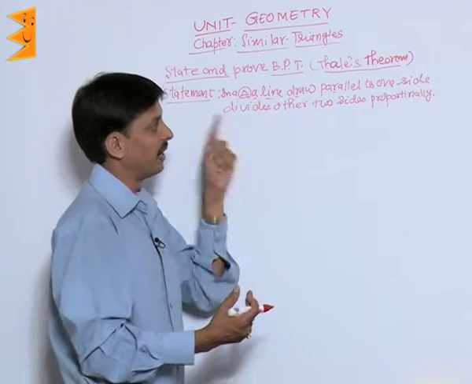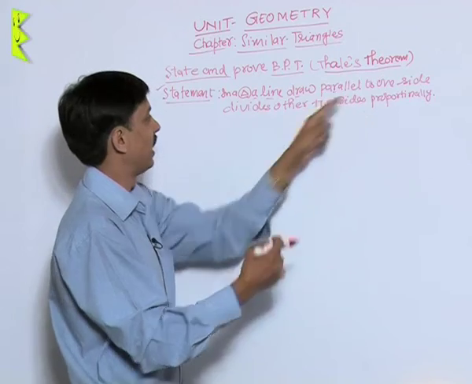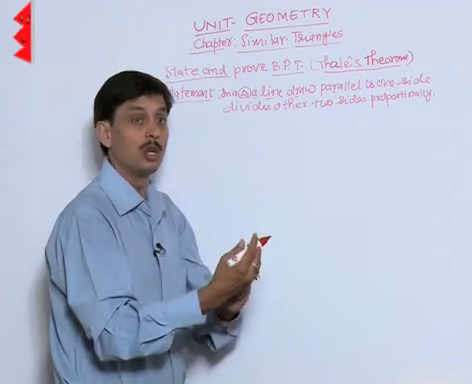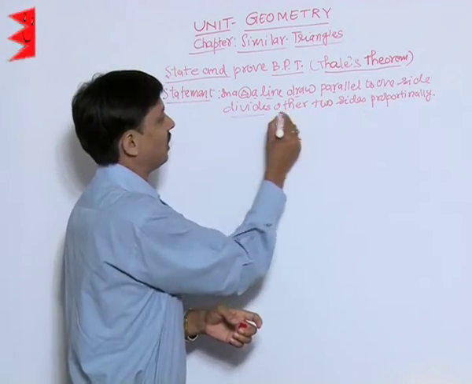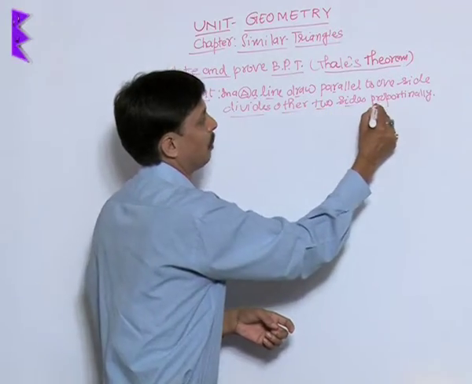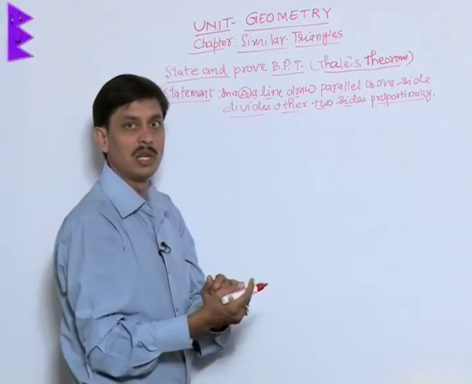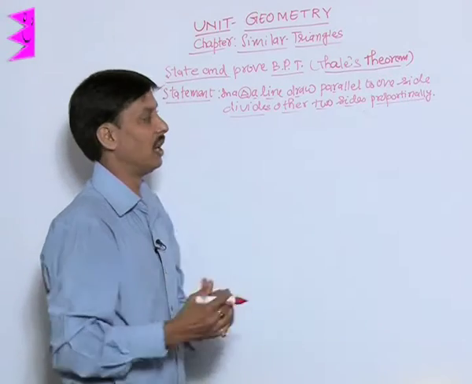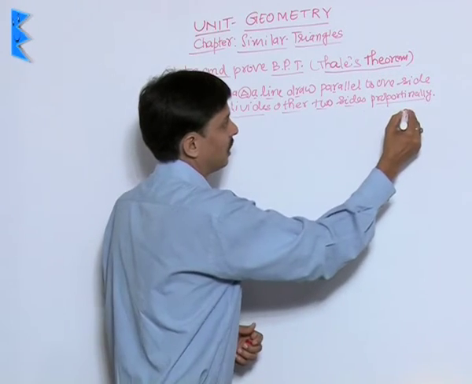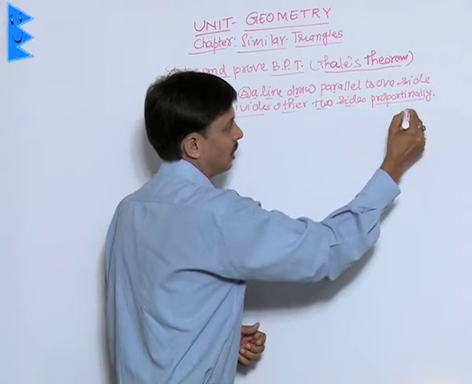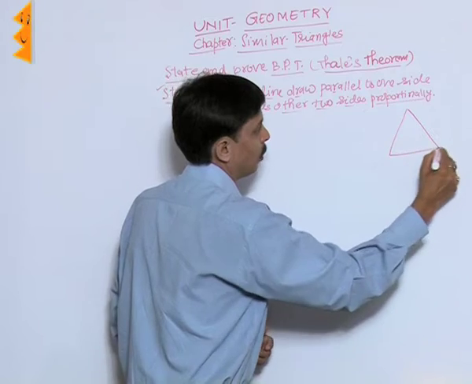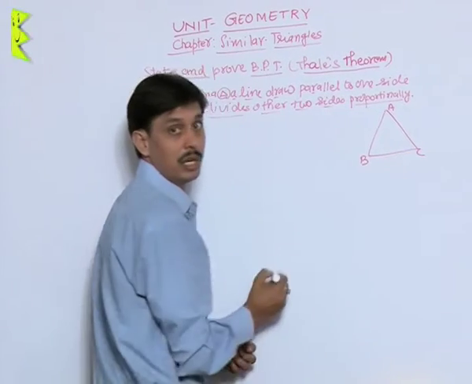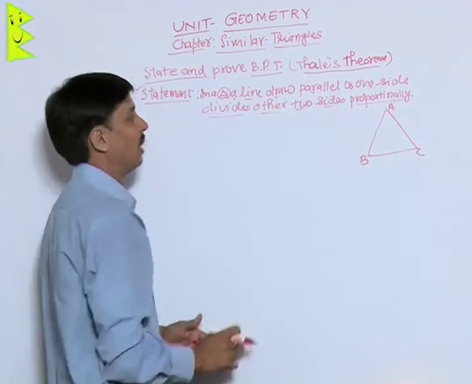So if a line is drawn parallel to one side, then that line will divide the other two sides proportionally. Proportionally means it will divide the other two sides in the equal ratio. So what we have, there is a triangle. This triangle is, suppose, ABC.